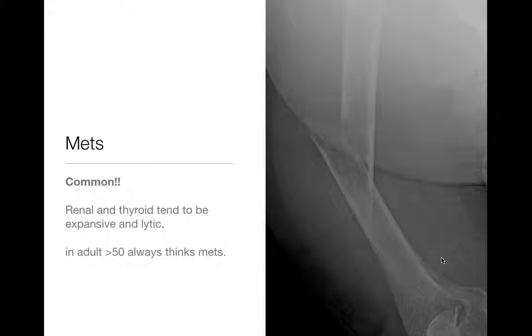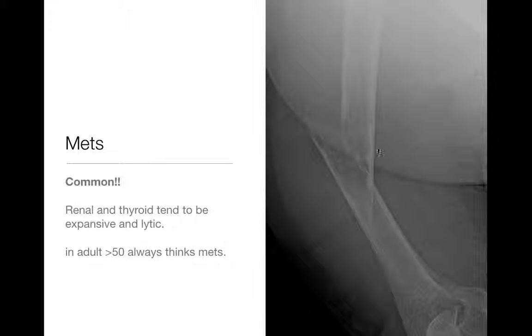Metastasis. So mets, very common. Please think metastasis, especially in an adult. 40, 50, older, mets are going to be the more likely bone tumors, or if they have a known history of malignancy, obviously. They can look benign. Metastases that tend to be expansile lytic are renal and thyroid metastasis, but they're not the only ones, but they're common ones that tend to do it.